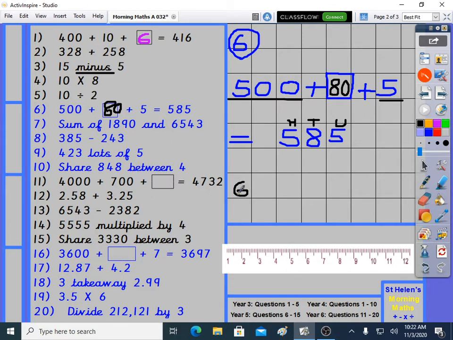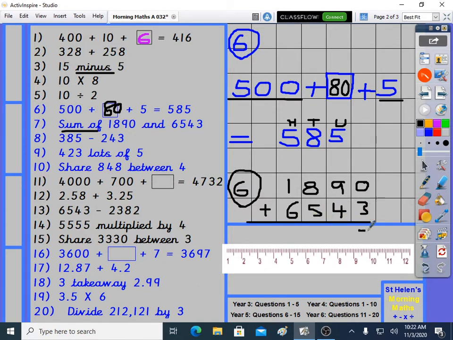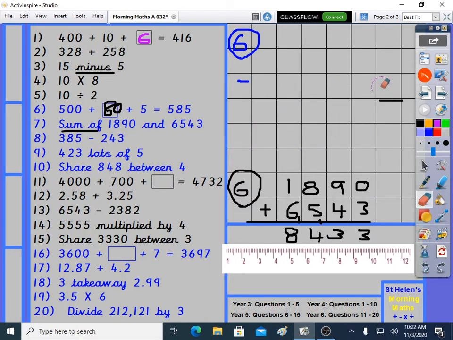Question 6, it says sum of, and you know that sum means plus. Always remember that sum means plus. 1,890 plus 6,543. So let's add those up. 8,433. Plus makes things bigger usually. Yeah, 8,433. And on to question 7.